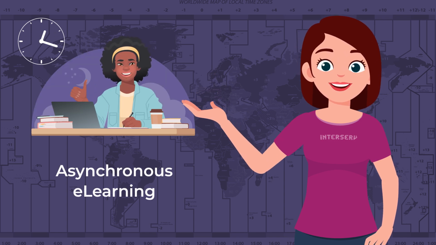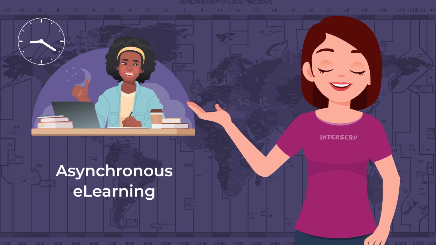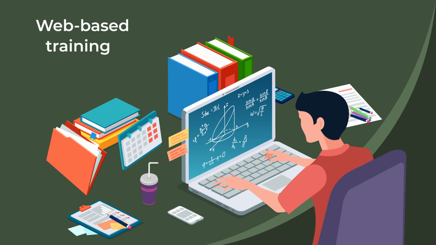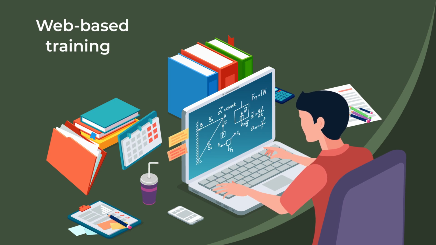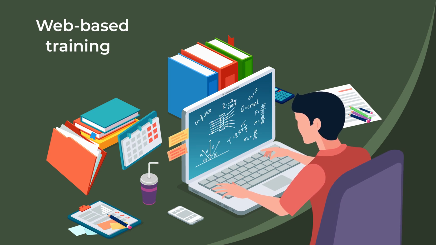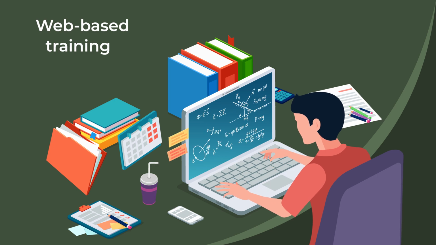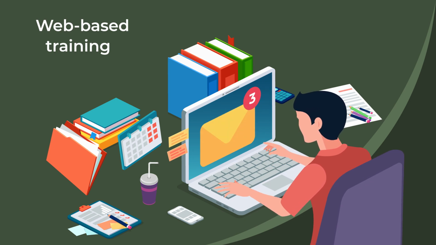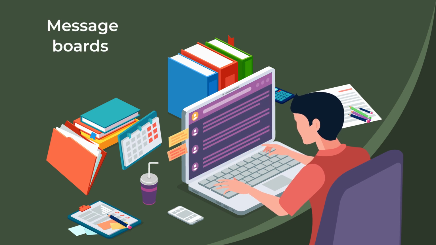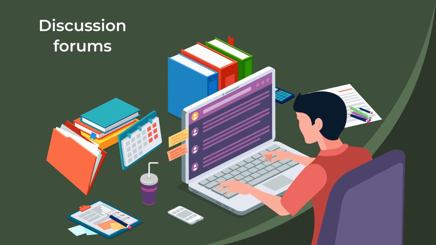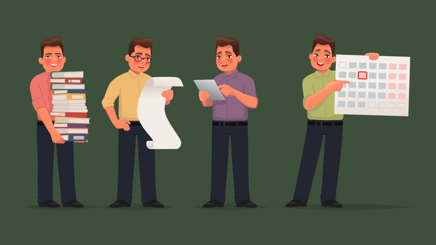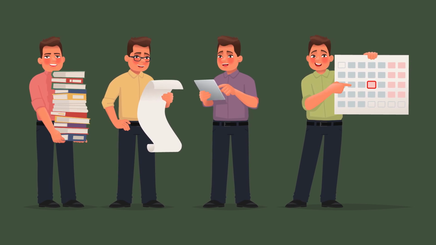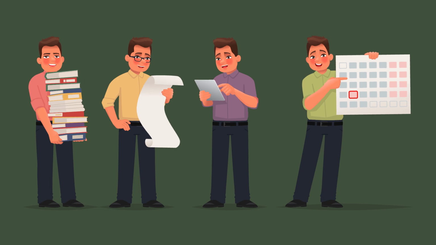In contrast, asynchronous e-learning enables students to complete their course in their own time. Students are provided with web-based training, which they can attend at their availability, but without live, real-time interaction with an instructor. Instead, interaction is limited to formats such as email, message boards, and discussion forums. This style of e-learning best suits students with time constraints or busy schedules, as it affords them the flexibility to access the material at their preferred times.